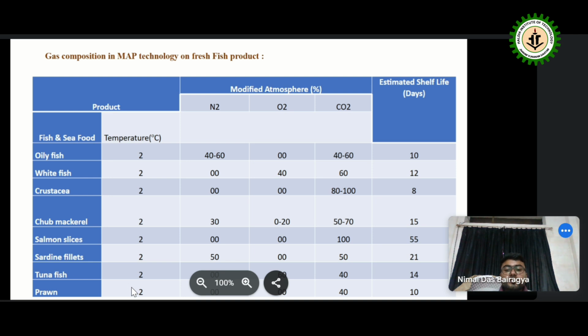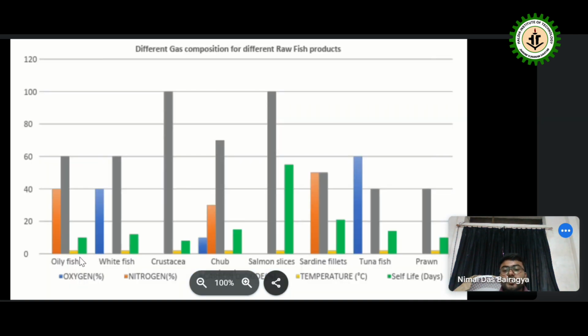Likewise prawn will be kept at 2 degrees Celsius temperature, and nitrogen will be 0%, oxygen will be 0%, and carbon dioxide will be 40%. We also keep the nitrogen as the rest of the amount, 60%, and if nitrogen is not present there, then carbon dioxide will be 100%, and the estimated extended shelf life will be 10 days.